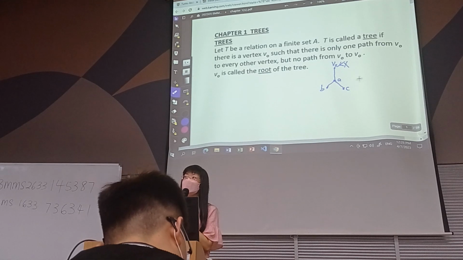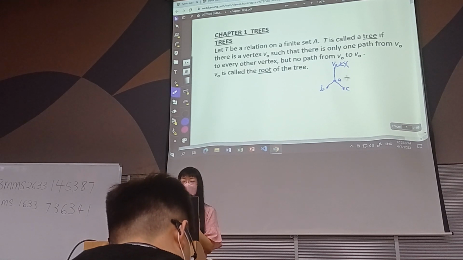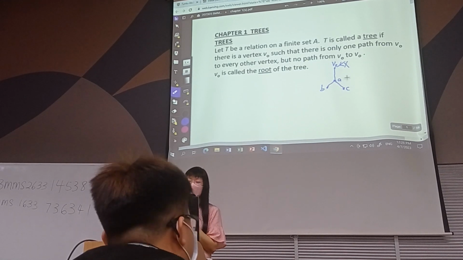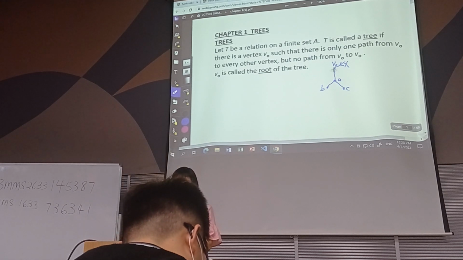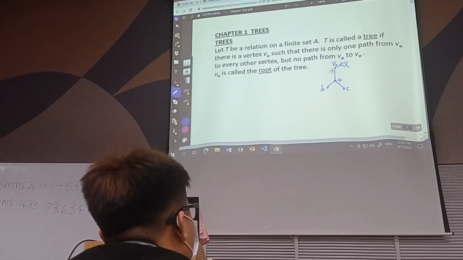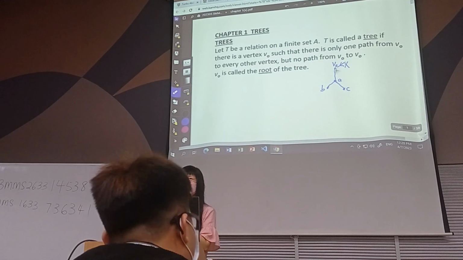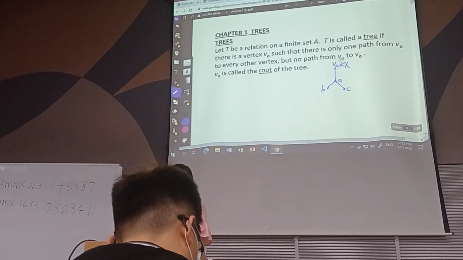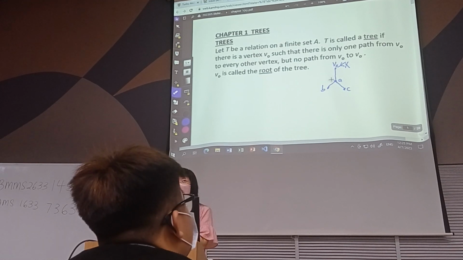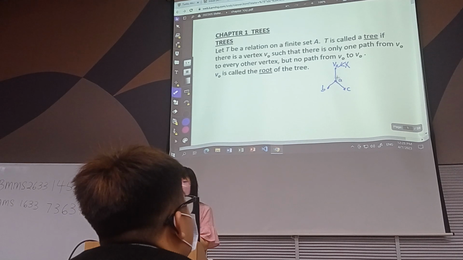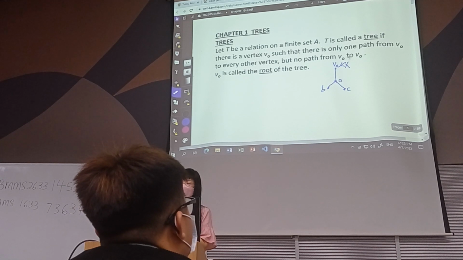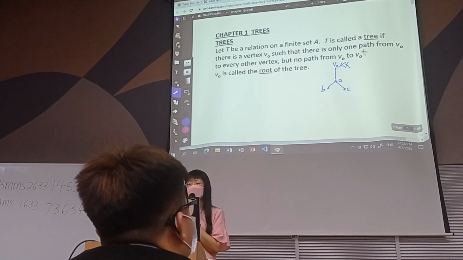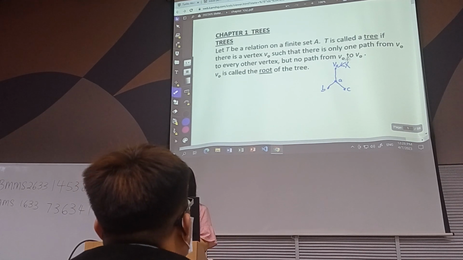You remember your in degree and out degree or not? In degree means going in, right? Out degree means going out. So the root can only have out degree. What is the in degree for the root here? The in degree for the root, V0, is 0, right? Then the out degree depends on how many out degrees we have. Okay?